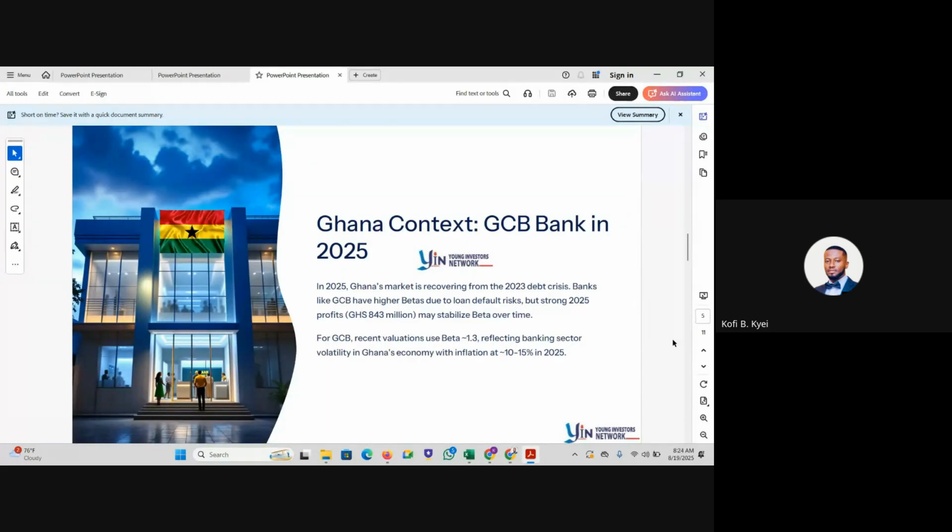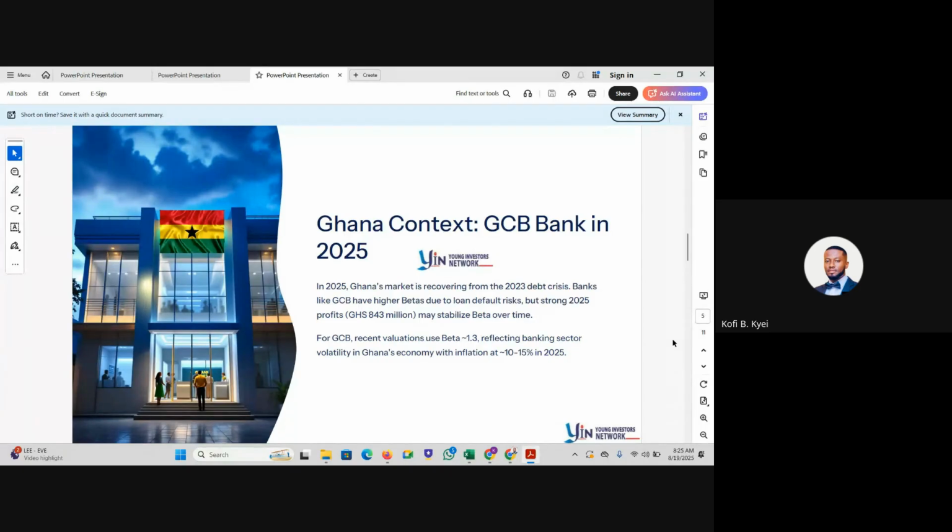Now, we come to GCB. In 2025, Ghana's market was recovering from the debt crisis. Banks like GCB have higher betas due to loan defaults and many other factors, but strong 2025 profits may stabilize it a bit over time. If you can remember, we also mentioned that there was a huge rise in profits from the 2024 half year to the 2025 half year. It rose about 90%, which we also mentioned may be a one-off event that enhanced the growth.